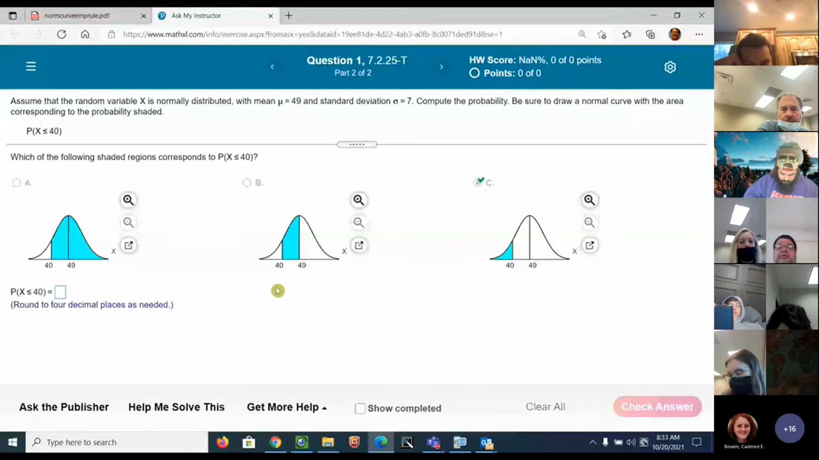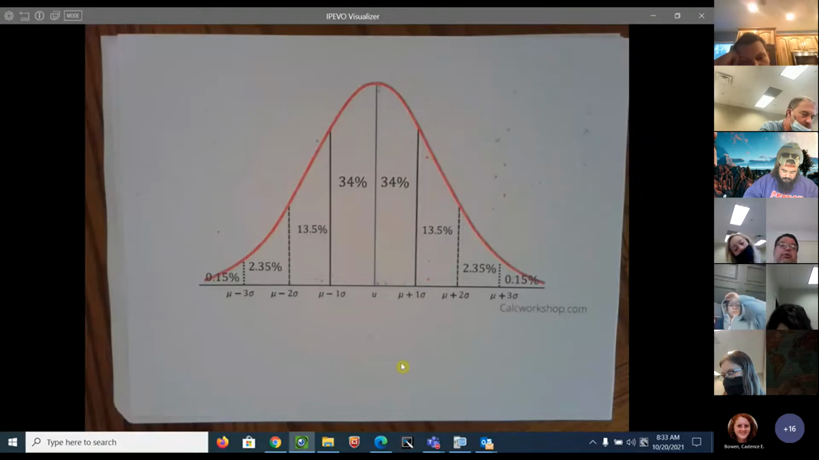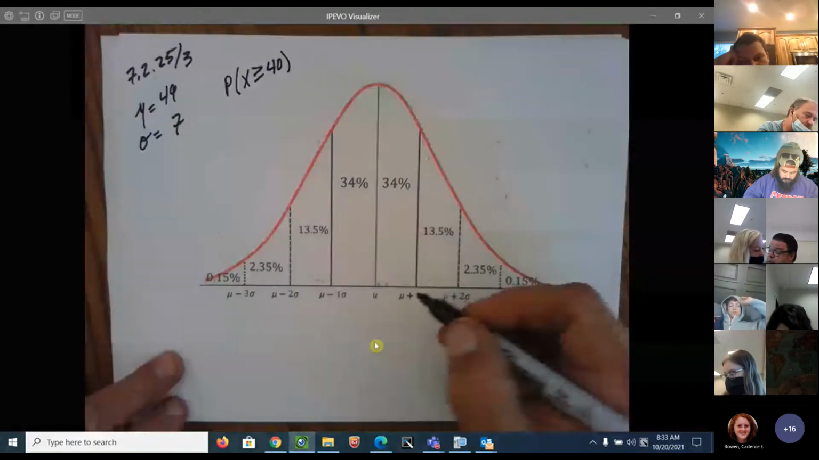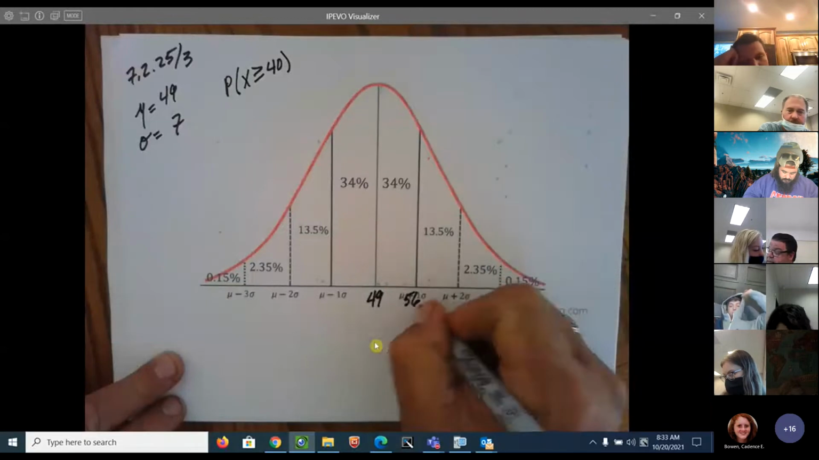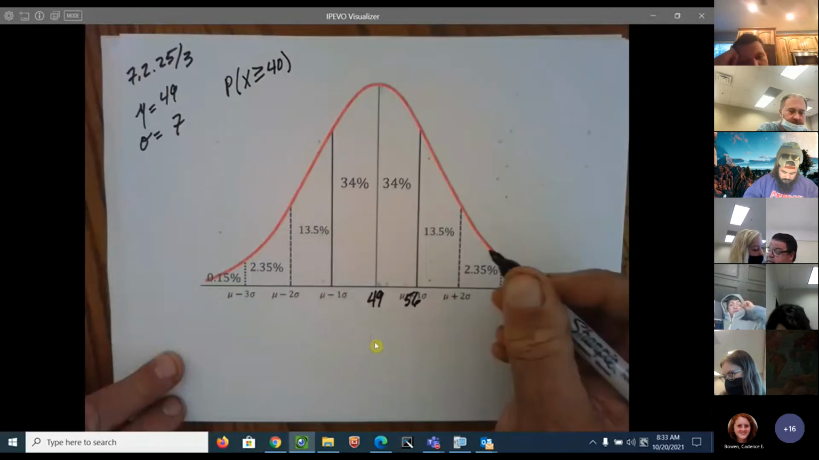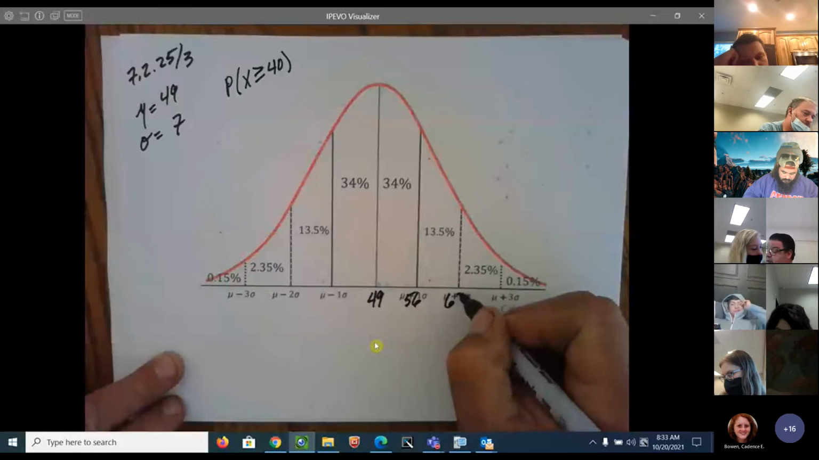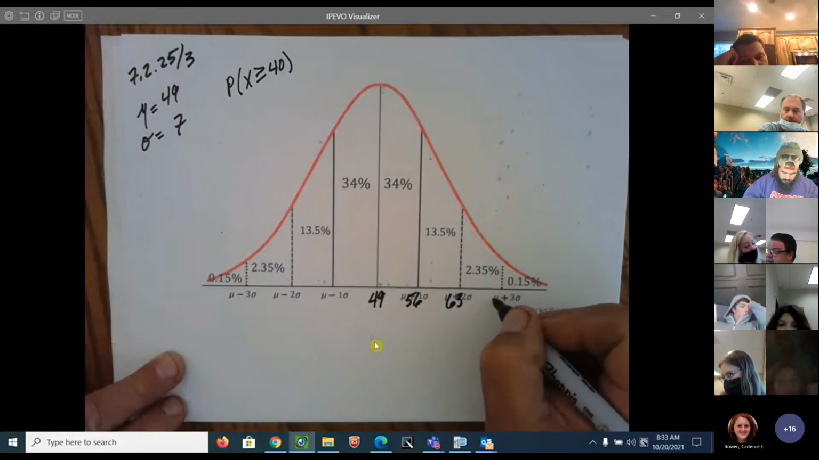Great. Why can't they just make them 10 or 5? Oh. And they want to know, what is the probability that your score is going to be greater than or equal to 40? So mean is 49. 49 plus 7 is 56. 56 plus 7 is 63, I think. 63 plus 7 is 70.